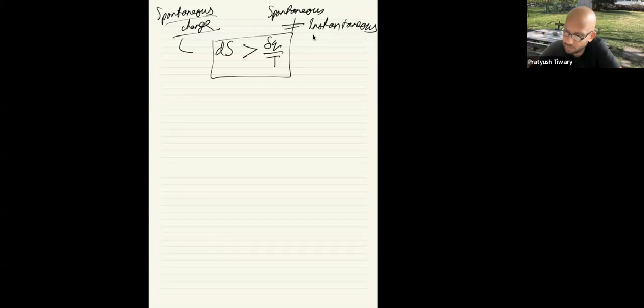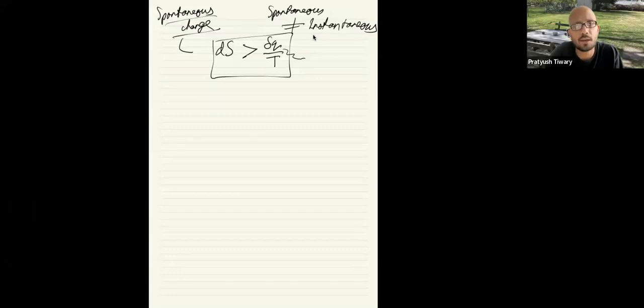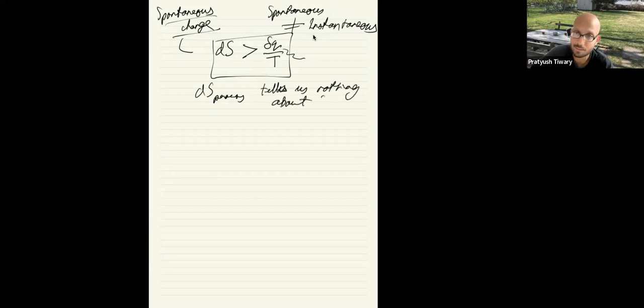I'm also asking, can you define spontaneity just looking at entropy? If I just took the entropy of the process, it might not actually be spontaneous. It won't be, because you have to think about delta Q by T. So just looking at dS of a process tells us nothing about spontaneity. Are you happy with that?